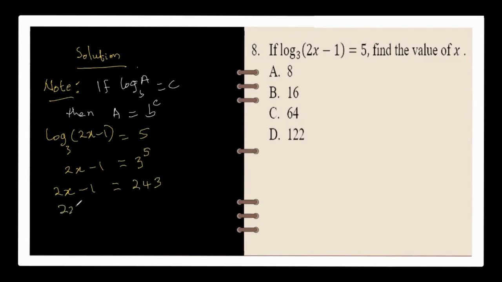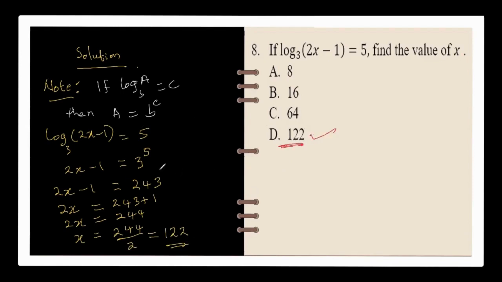Then we collect like terms. This will give us 243 plus 1. 2x is going to give us 244. We divide both sides by 2, which gives us 244 over 2, and that gives us 122. So we go to the options and look for the one that corresponds with x. That's option D. So we proceed.